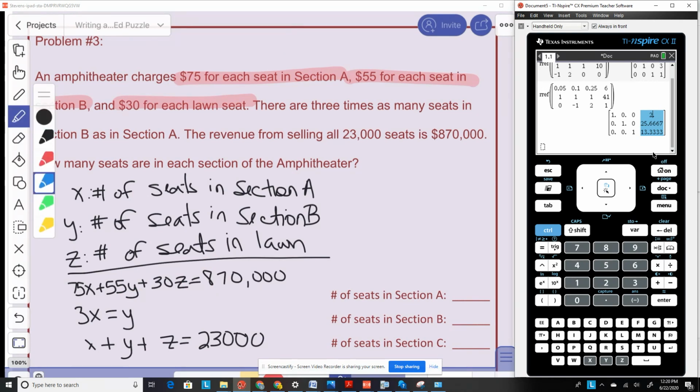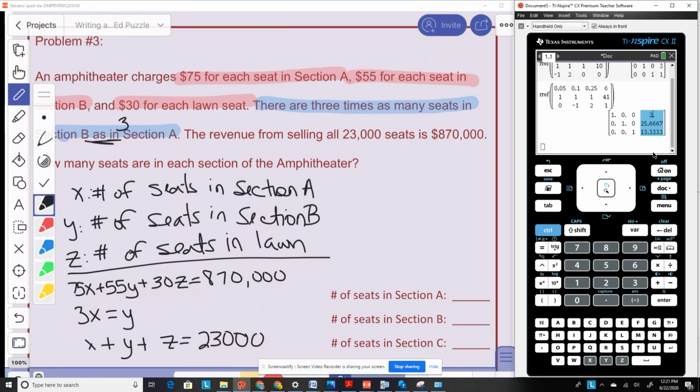The next equation I got was from this sentence right here. There are 3 times as many seats in section B as section A. Don't forget when you're comparing them that you're saying 3 times section A, because you're looking for that word as what? As section A. So section A is 3 times A. So it's 3x equals y. And the last one was they sold 23,000 seats. So 2 of my equations are written in standard form, but one of them is not. Go ahead and convert your second equation to standard form.